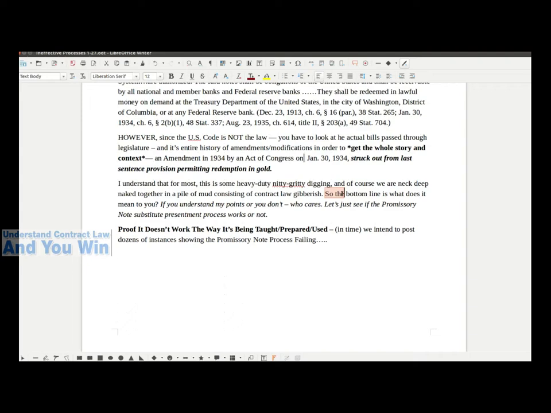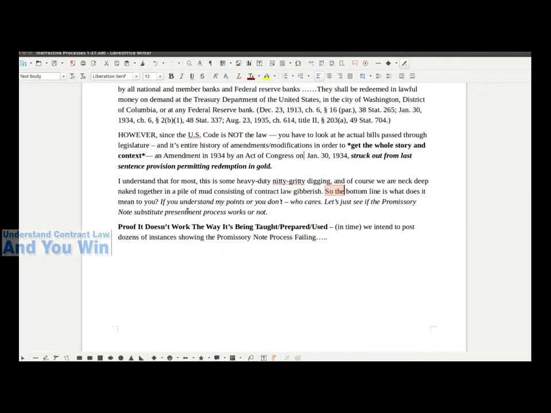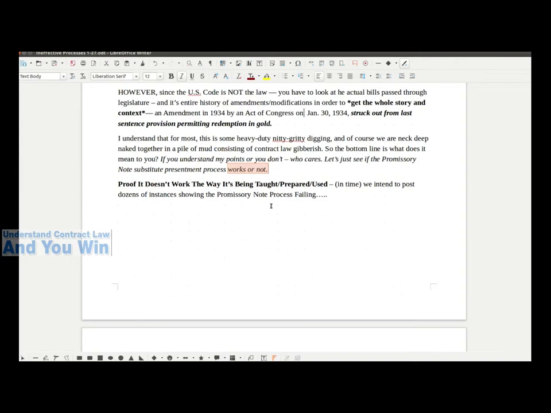The bottom line here is, what does all this mean to you? If you understand my points or you don't, who cares? Let's see if this promissory note substitution process, sometimes called the little promissory note process, works or not. Let's see if it works or not. Proof it doesn't work the way it's being taught, prepared, or used, at least.